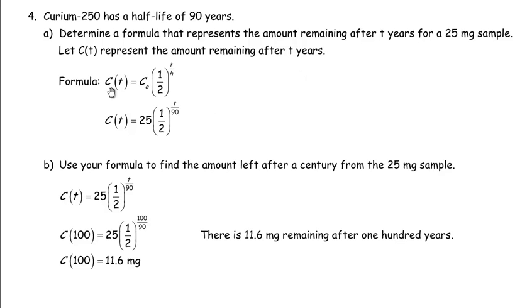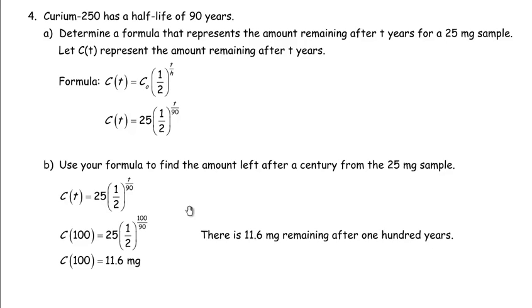C of t would equal the original amount, kind of like that Rutherfordium question at the end of the multiple choice, times a half to the power of t over the half-life. So if we're told the half-life is 90, then we would put 90 in place of H here, and our original amount is 25 milligrams, so 25 milligrams goes in place of C naught. So that's the formula, and the one we'll use in the questions below.